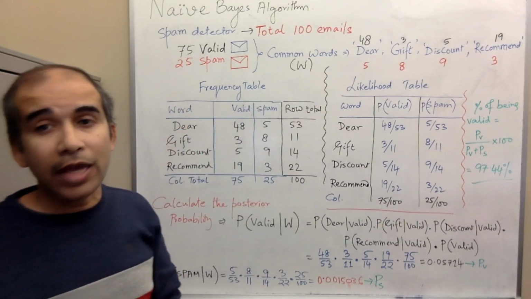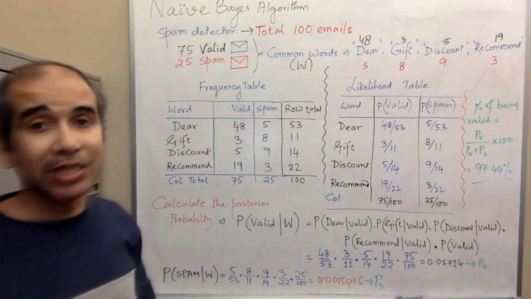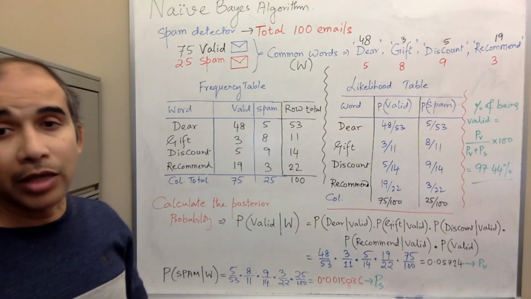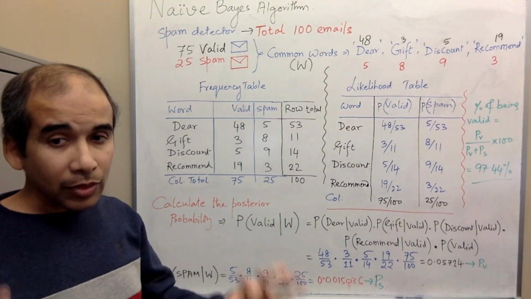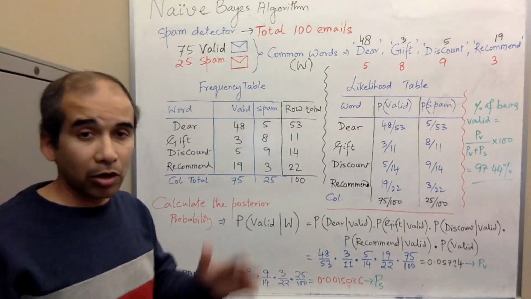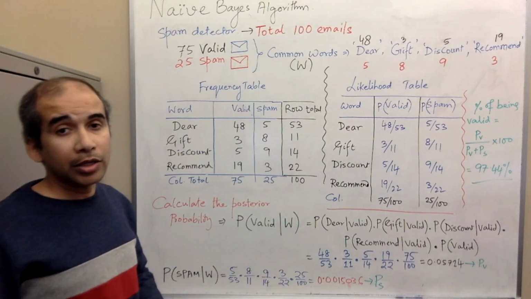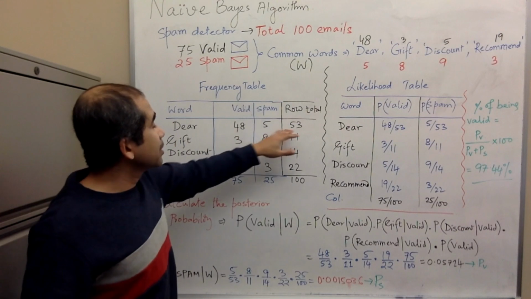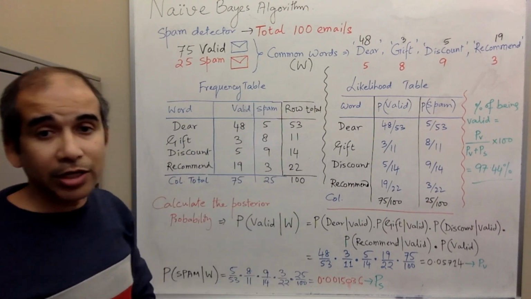For dear, there are 48 times dear appeared, gift appeared 3 times, discount 5 times, and recommend 19 times in the valid emails. And in the spam emails, the same words appear 5, 8, 9, and 3 times respectively. Now, based on what we said before, we are trying to create a frequency table where we have all the words in one column, and whether they are valid or spam messages in the corresponding columns, like 48. This 48 comes from here. It's the same for gift and discount and all this, valid message and spam message, and then we created a total.